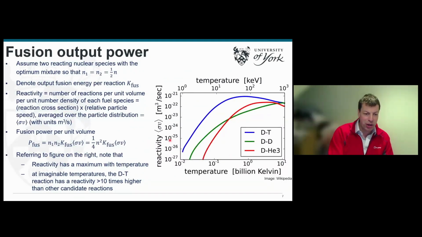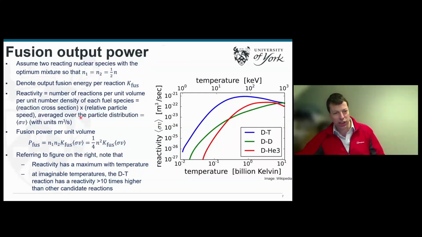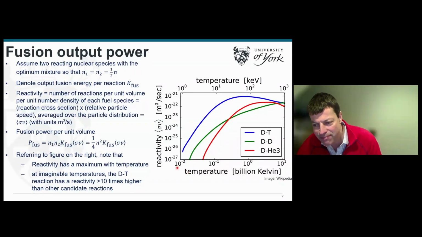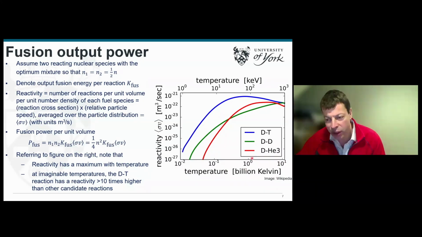Why am I doing deuterium and tritium? Well, I'm going to zoom down to the bit on the right-hand side. Here I have a figure where I have temperature in billions of Kelvin, so very high temperatures. This is 1 billion Kelvin, 10 billion Kelvin here.